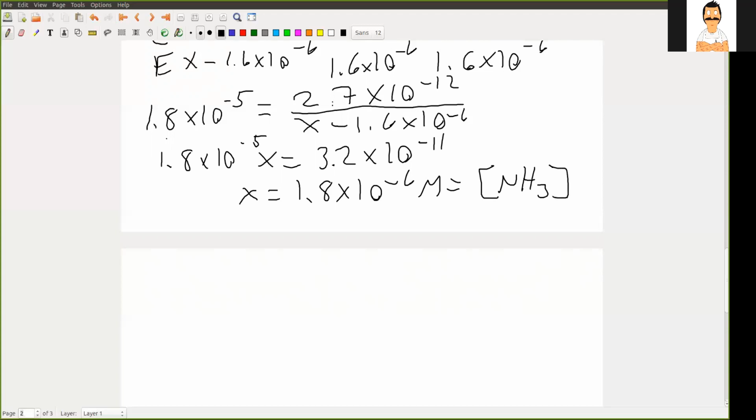So you have a solution of iron 2 chloride and you have some ammonia. In order to get some iron 2 hydroxide out of solution, you have to put in at least 1.8 times 10 to the minus 6 molar. You have to add ammonia till you reach that concentration in order to get your iron 2 hydroxide to crash out.